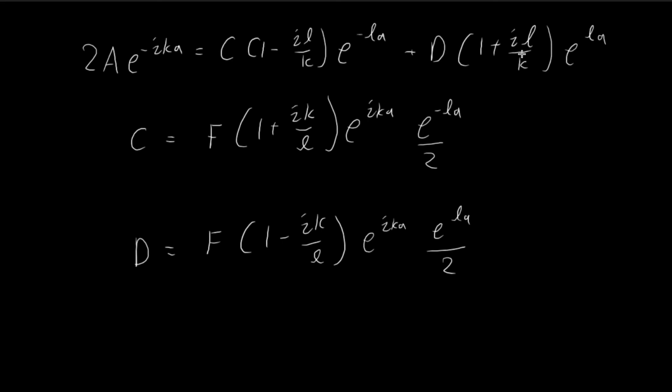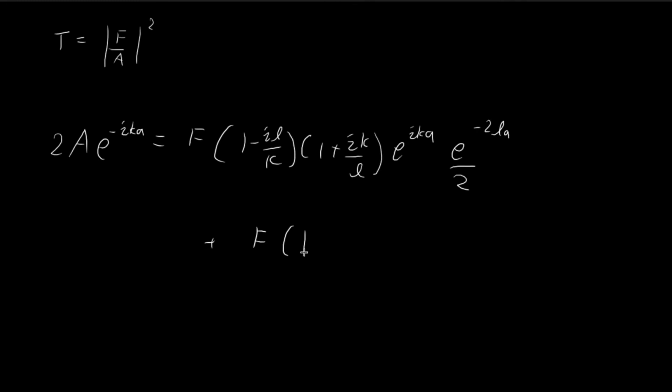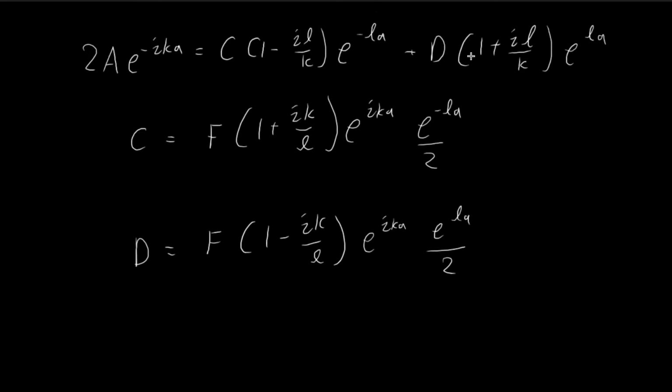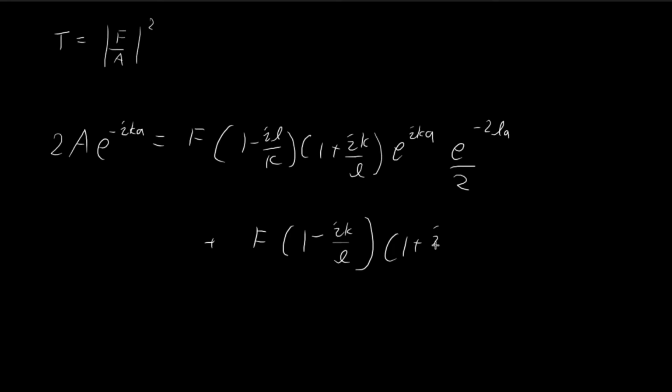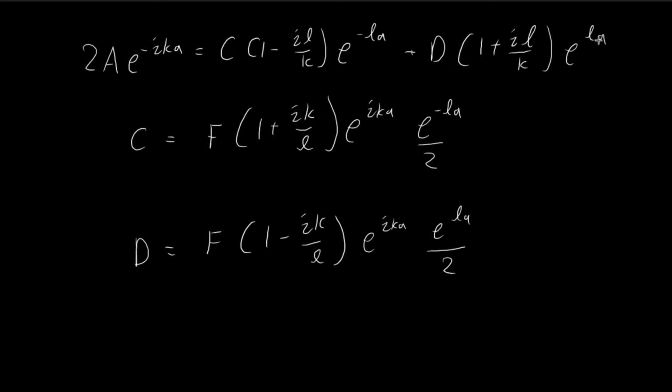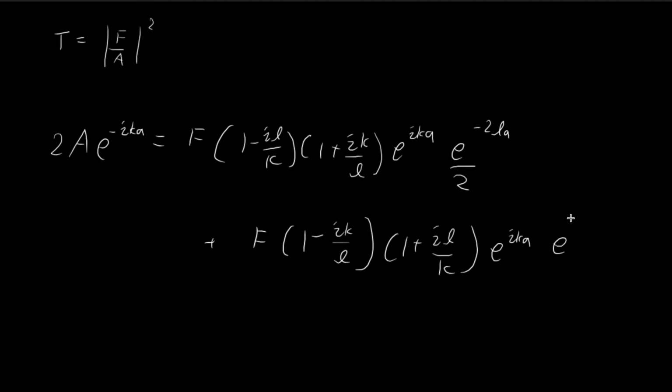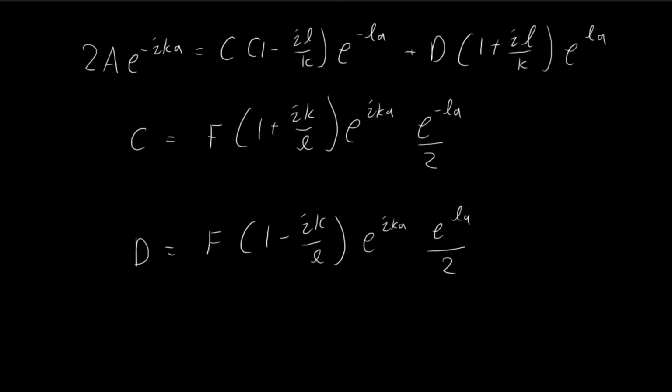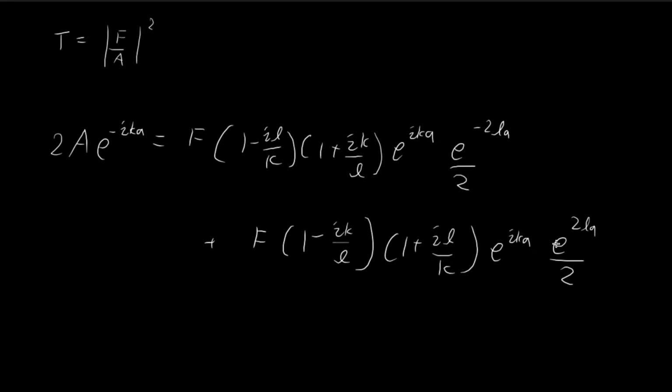So this is the first expression, and then for the second expression we just do the same thing. So for the d we just substitute in this expression, so instead of d we have f, and then 1 minus ik divided by l, and then we also have 1 plus il divided by k, and then we also have this e to the power of ika term, and then after that we have two of these e to the power of la terms, so e to the power of 2la, and then finally divided by 2. And so now we have this expression that relates a and f, and so all we have to do now is to simplify this expression.